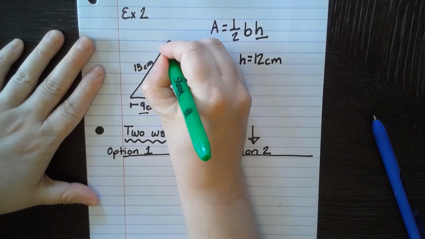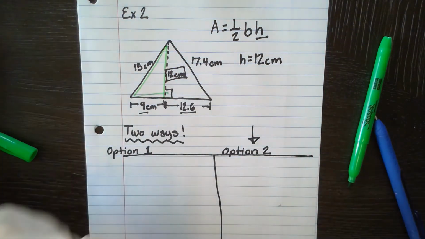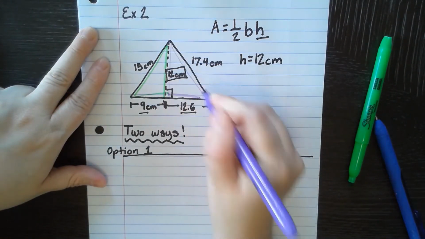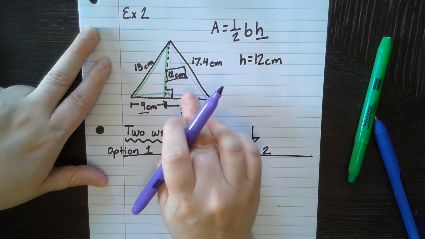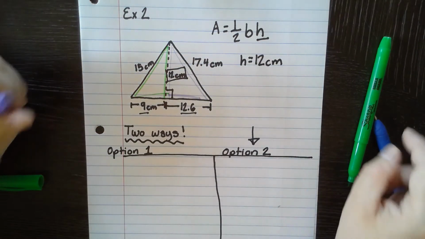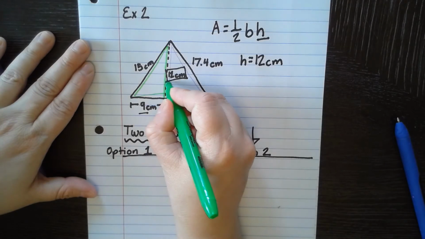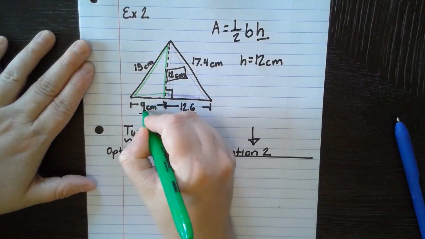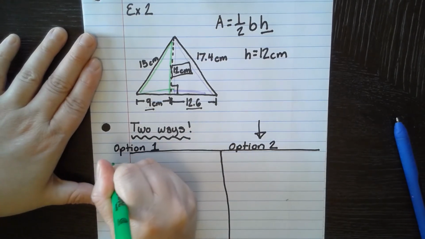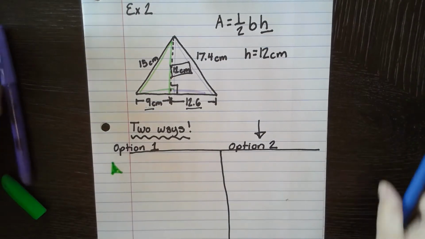If we think about this acute triangle as being split into two triangles, we could find the area of both the green triangle and the purple triangle, and then add together those two areas to find the total. So if I were to do this, I know that the height is 12, and for the green triangle, the base is going to be 9 centimeters. So I'm going to put a little green triangle over here, so you know I'm talking about the green one.